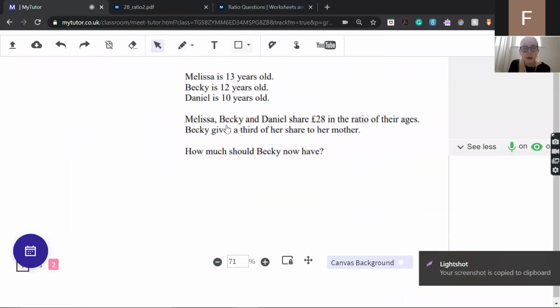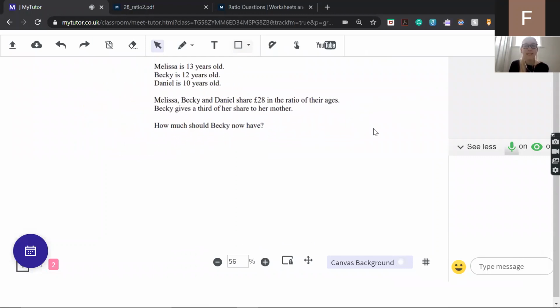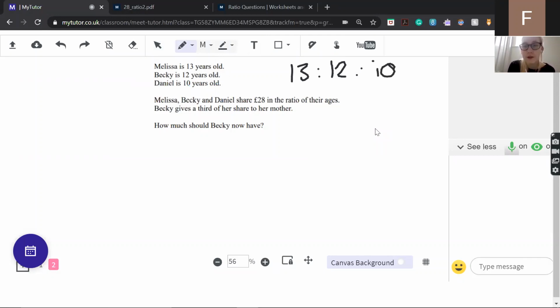Melissa is 13 years old, Becky is 12 years old, Daniel is 10 years old, and they share £28 in a ratio of their ages. So the ratio now is going to be 13 to 12 to 10. So for every £13 Melissa gets, Becky gets £12 and Daniel gets £10. And then Becky gives a third of her share to her mother. So how much should Becky now have?